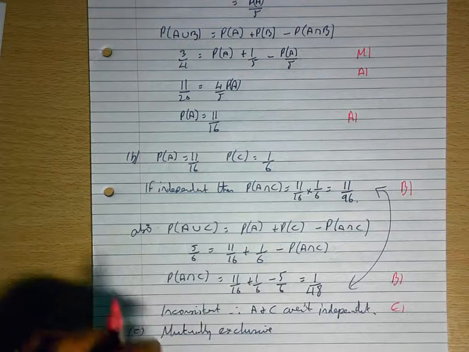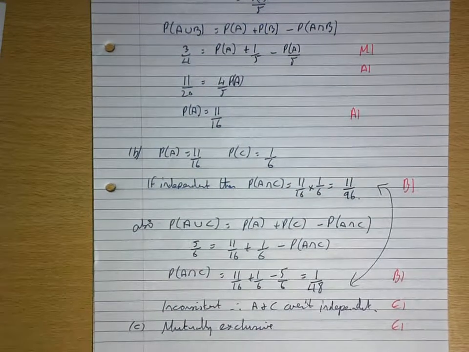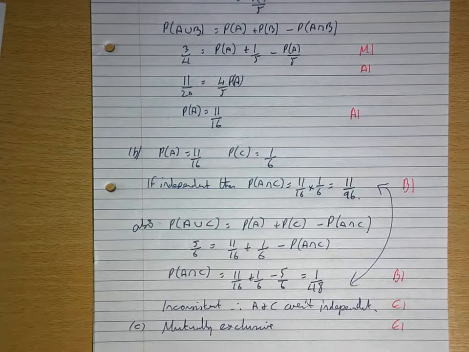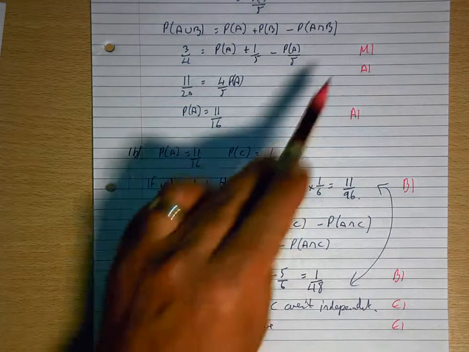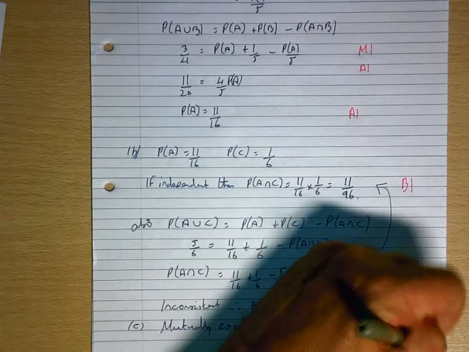And there's a final explanation mark for correctly saying they are mutually exclusive. So we've got 7 marks there. 1, 2, 3, 4, 5, 6, 7.